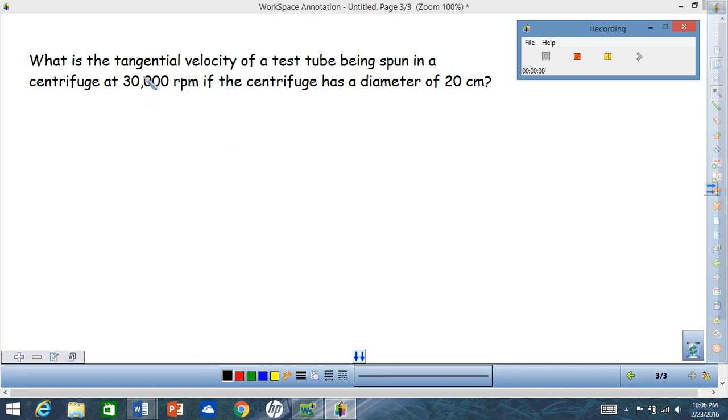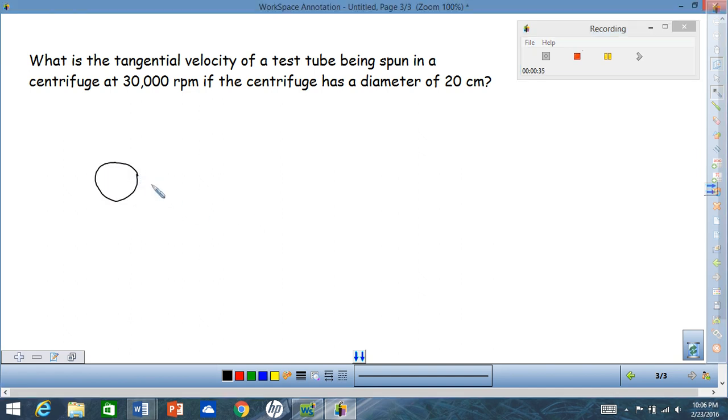Now remember, the tangential velocity, of course, is the velocity of an object that's traveling in a circle, and so at any point along the circle, its velocity is actually tangent to the circle at that point. No matter where you are in the circle, the velocity is headed straight along, directly tangent to the circle. The velocity is, of course, its speed and its direction, and tangent indicates the direction.